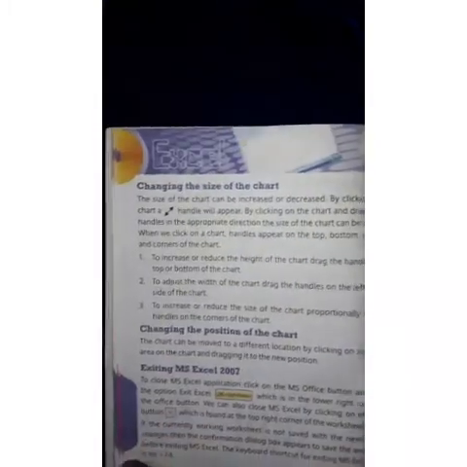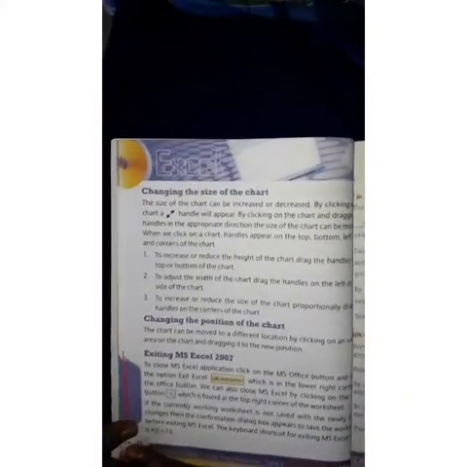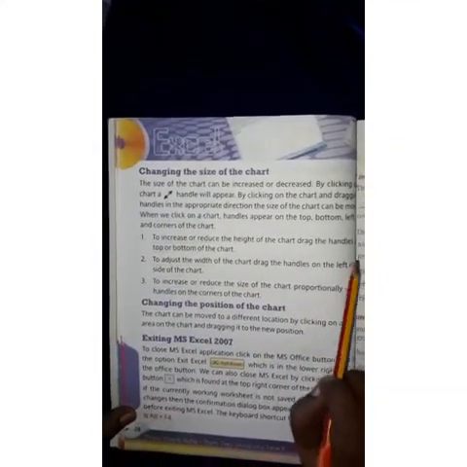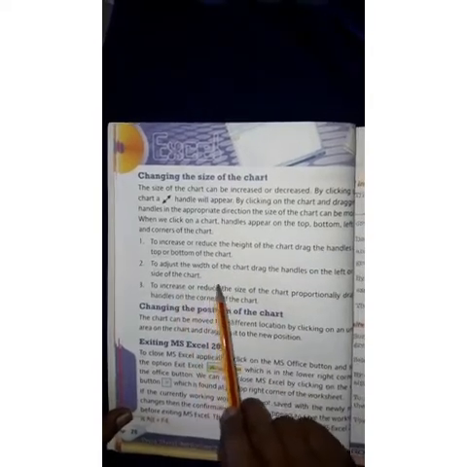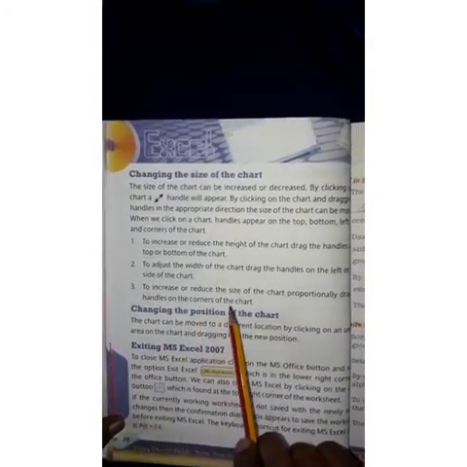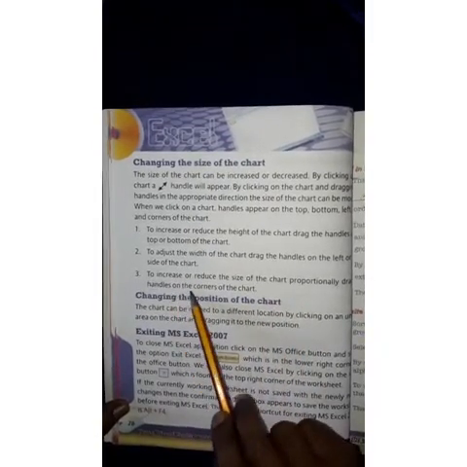Here you can see changing the size of the chart. To increase or reduce the height of the chart, drag the handles at the top or bottom of the chart. To adjust the width of the chart, drag the handles on the left or right side of the chart. To increase or reduce the size of the chart proportionally, drag the handles on the corners of the chart.